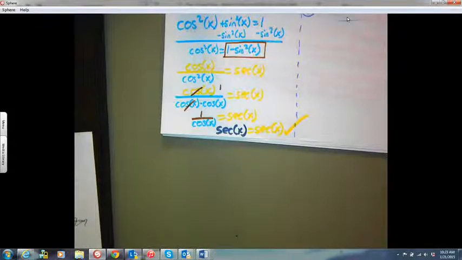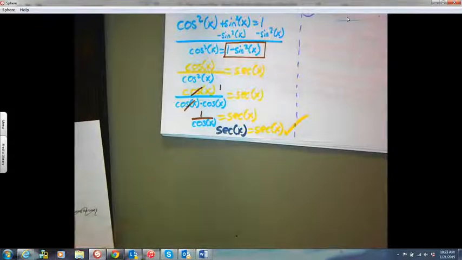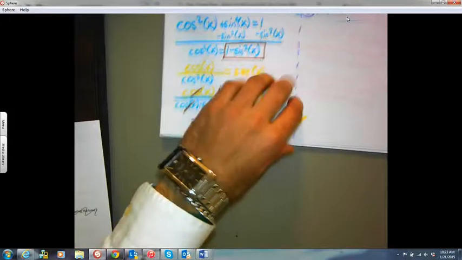Alright, let's go to number 12. Wait, so for these problems, it's always going to be equal? They will always equal. They're always going to work out. We're not going to give you one that doesn't work. So number 12, here we go.